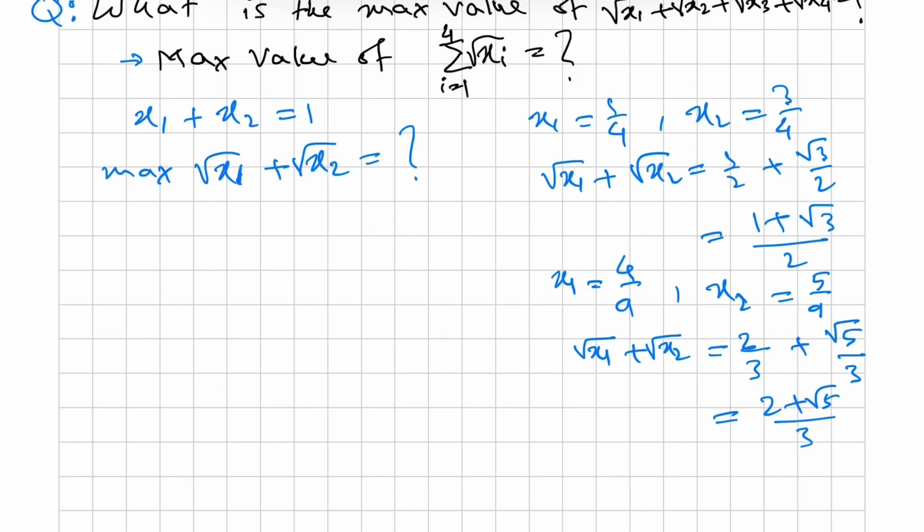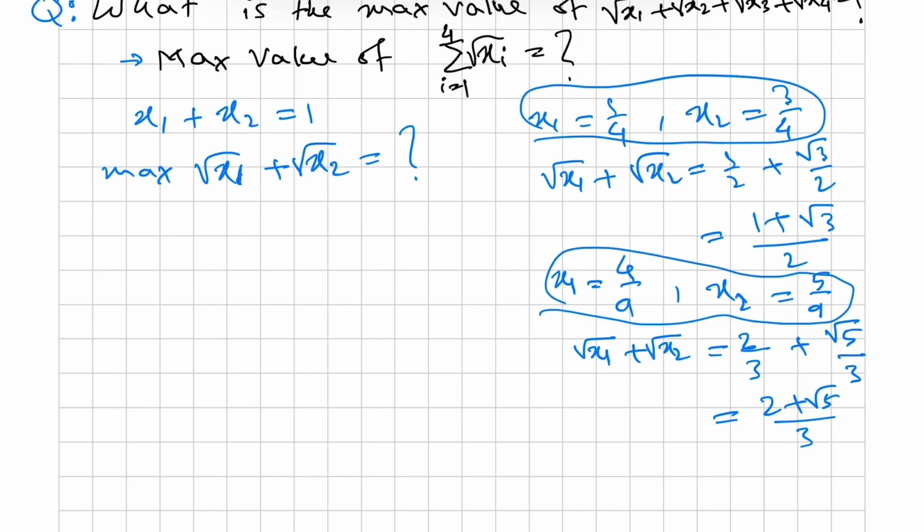So basically, for different x1 and x2, you get different values of root x1 plus root x2. There will be many such values if you keep changing the values of x1 and x2, always satisfying this constraint, of course. The question is, what is the maximum value root x1 plus root x2 can have? So that is the problem.